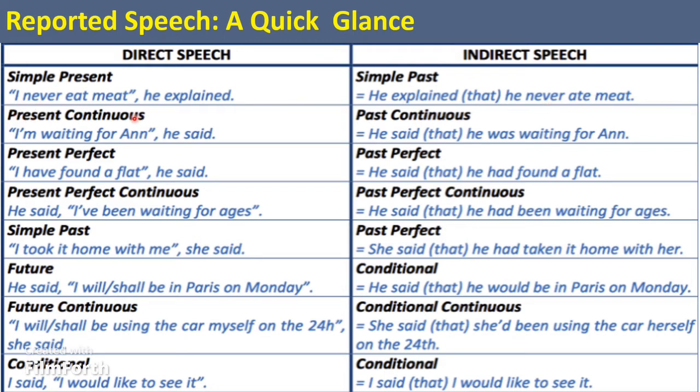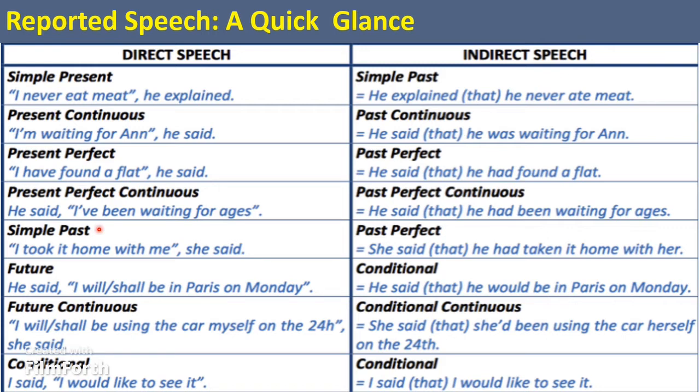Present continuous. "I'm waiting for Anne," he said. He said, you have removed the quotation marks, that he was waiting for Anne. Present continuous becomes past continuous. Was. Present perfect. "I have found a flat," he said. Now children, I told you present perfect becomes past perfect. Have will become had, right? So you'll say, he said that he had found a flat. Present perfect continuous. He said, "I have been waiting for ages." He said that he had been waiting for ages.